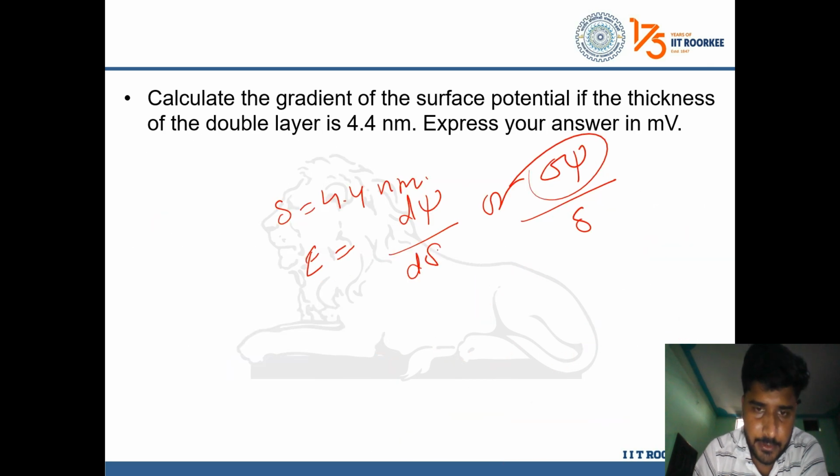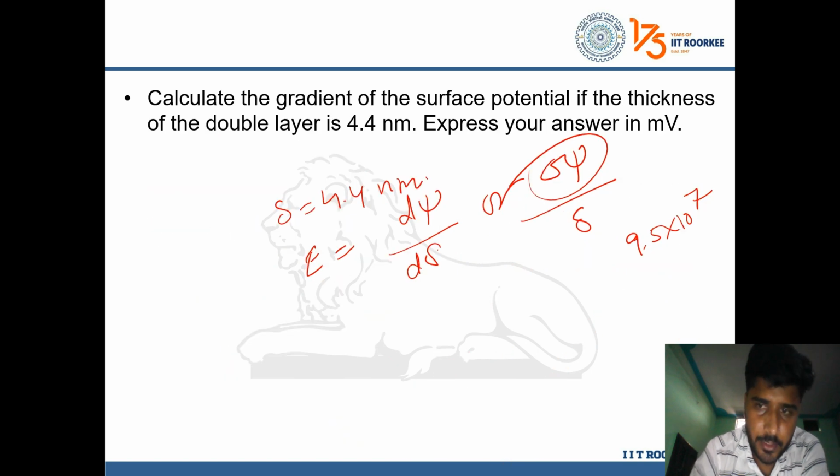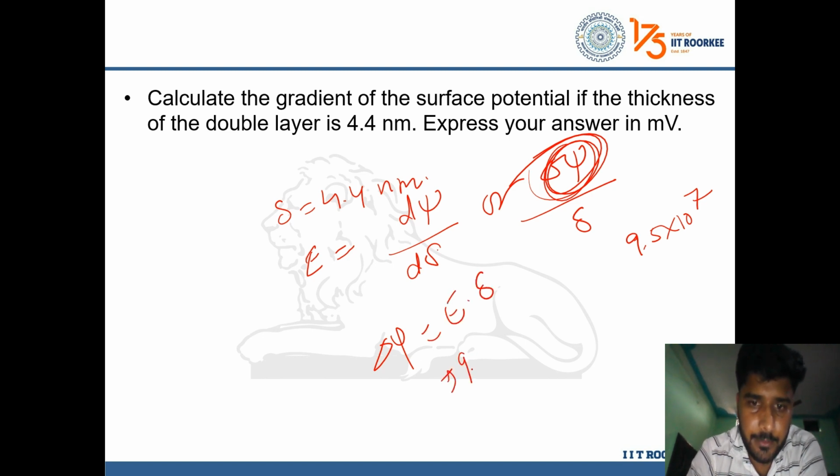9.5 × 10^7, I'm selecting, and the value may be different. You can calculate it. You have to calculate the gradient of surface potential. So it will be E and delta. So 9.5 × 10^7 volt per meter, and 4.4 × 10^-9 meter.